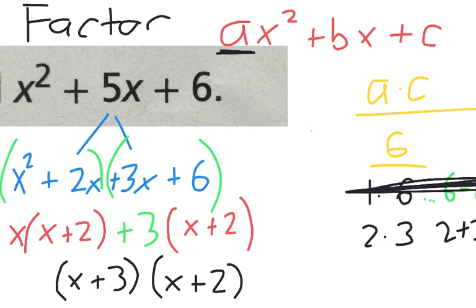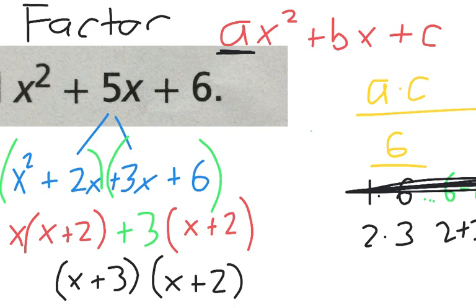So I took the terms in front of the parentheses, x plus 3, and I multiplied that by the matching parentheses, which were x plus 2. Is that the answer? Is it factored? Factored means I'm multiplying two things together. Oh, yeah. I am. I'm multiplying x plus 3 times x plus 2. I factored.